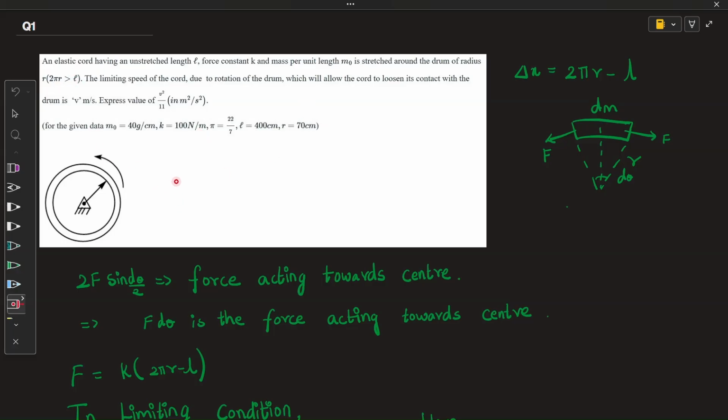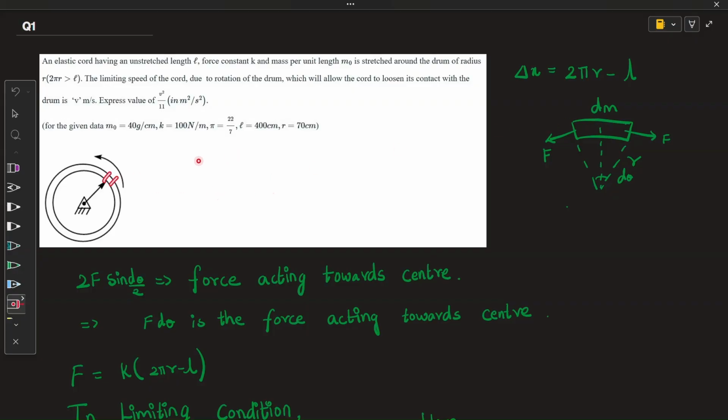So that is the limiting condition. The limiting speed is nothing but the limiting condition where the circumference of both this elastic cord as well as the drum is equal. Now initially at the limiting condition, there is some extension in the cord. How much is the extension? That's the difference, right? The 2 pi r minus L is nothing but the difference. L is the initial length and this is the final length. So the difference is nothing but the extension.